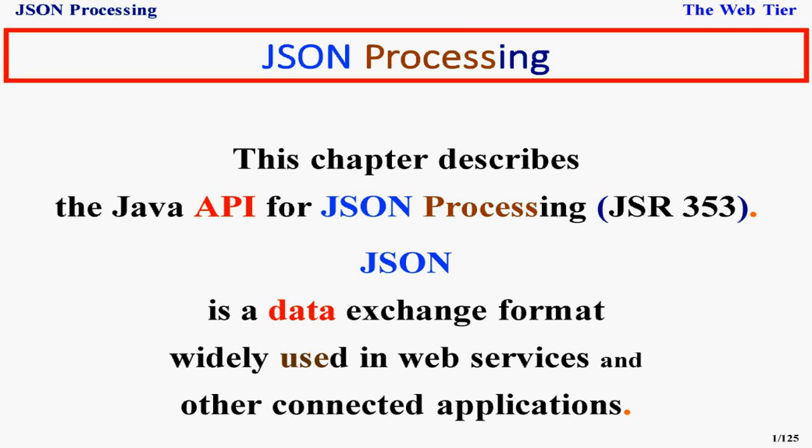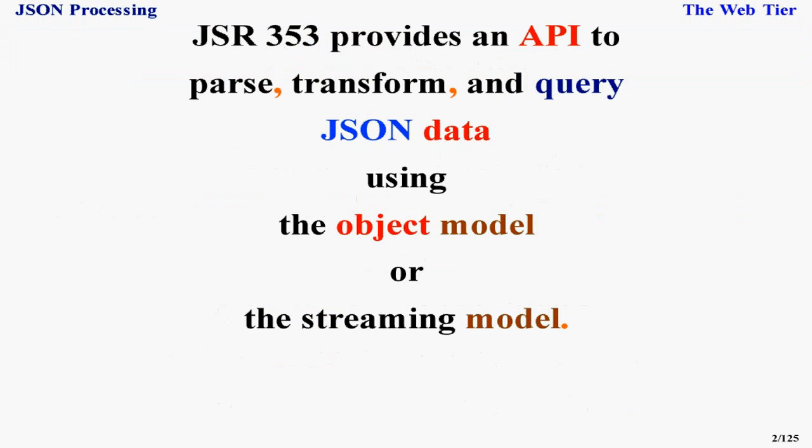JSON Processing. This chapter describes the Java API for JSON Processing, JSR 353. JSON is a data exchange format widely used in web services and other connected applications. JSR 353 provides an API to parse, transform, and query JSON data using the object model or the streaming model.